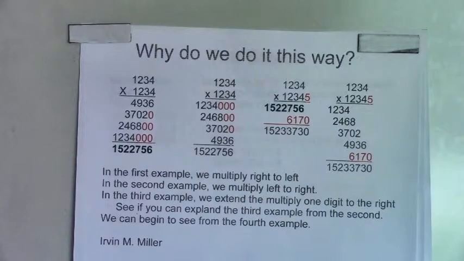However, in the next one over, when we multiply 1, 2, 3, 4 by 1, 2, 3, 4, we multiply by the 1,000 first, and then the 200, and then the 30, and then the 4. And we see that we have the same set of numbers, except they're upside down. And we get the same answer. Well, that shouldn't surprise us, because the commutative property says that no matter what order we do addition or multiplication in, we should get the same answer.